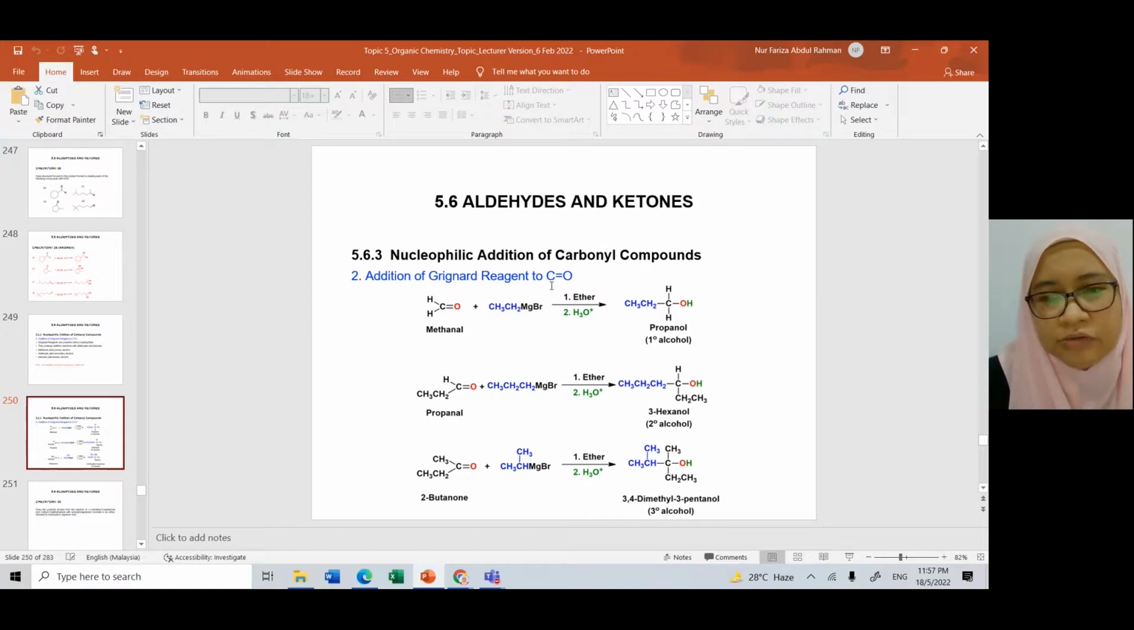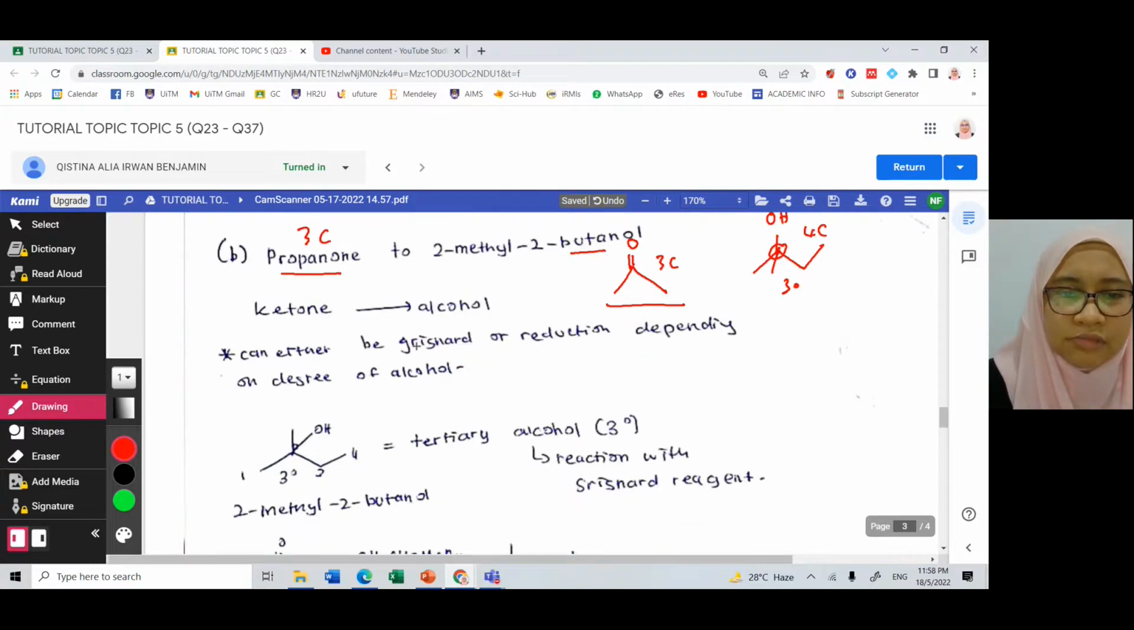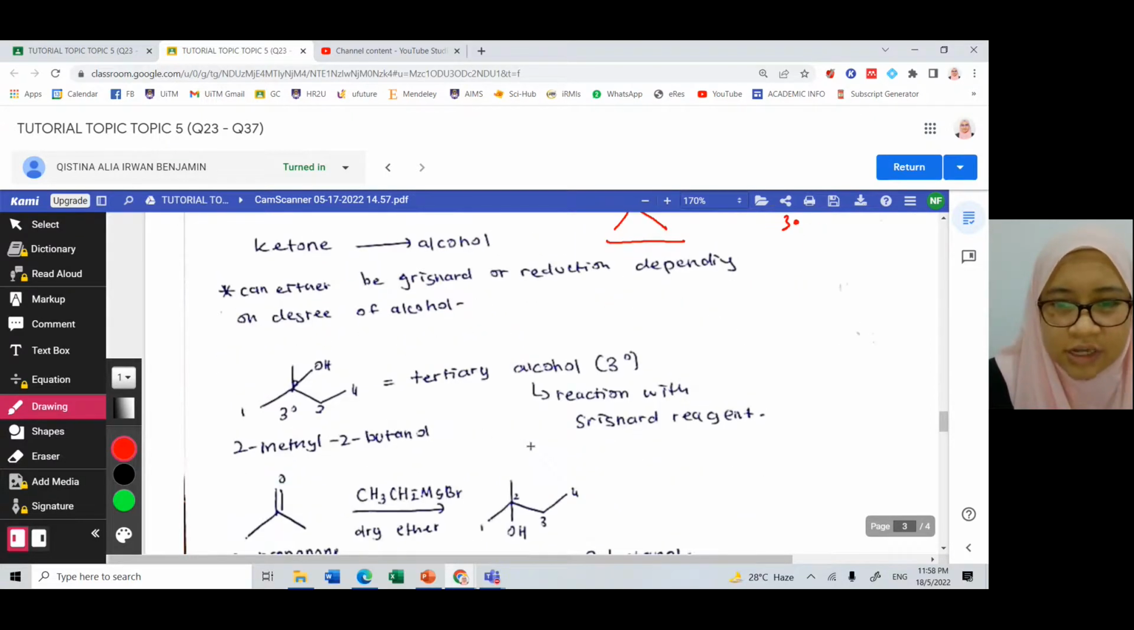Initially it is a carbonyl compound. Now it becomes alcohol. It is the same for the rest of the examples here. So from the carbonyl it becomes alcohol, and this alcohol is a tertiary alcohol, right? This is tertiary alcohol. Alright, we can get ketone from alcohol, so it can either be Grignard or reduction depending on the degree of the alcohol. Like I said just now, this is a tertiary alcohol.